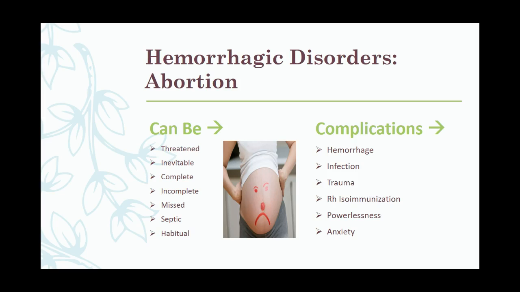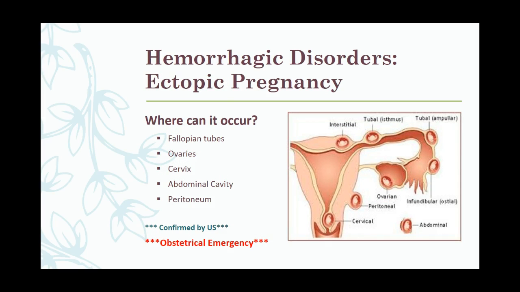And complications related to this are hemorrhage, infection, trauma, Rh isoimmunization, so that's the mom who has a negative blood type who has the baby with the positive blood type and creates antibodies against that blood type. And then moms oftentimes, especially when they're having habitual abortions, have a feeling of powerlessness. A really good nursing diagnosis there for these individuals. And they're also very anxious, especially with subsequent pregnancies.